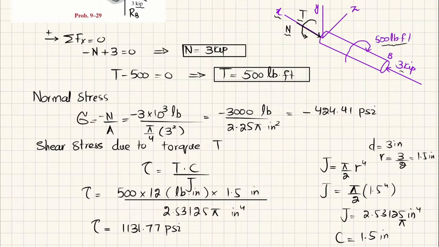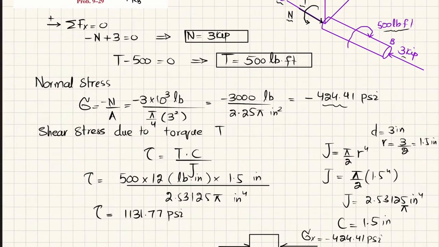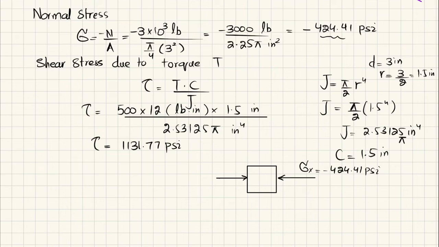If you draw the state of stress on the element like this, you can see that you have stress in x direction, which is compressive. So your sigma x will be equal to minus 424.41 psi. There is no stress in y direction, and we have shear stress tau of xy. This is the y direction, this is tau of xy, that will be like this. Tau of xy is 1131.77 psi.